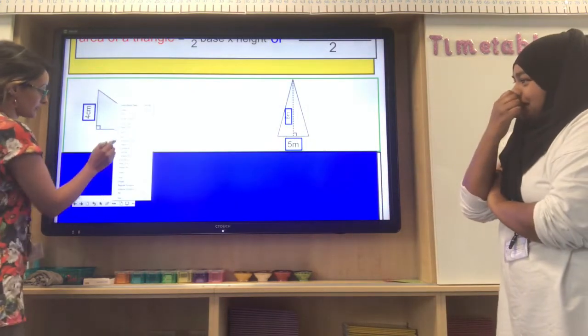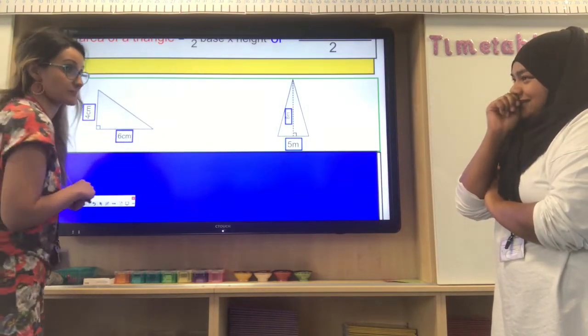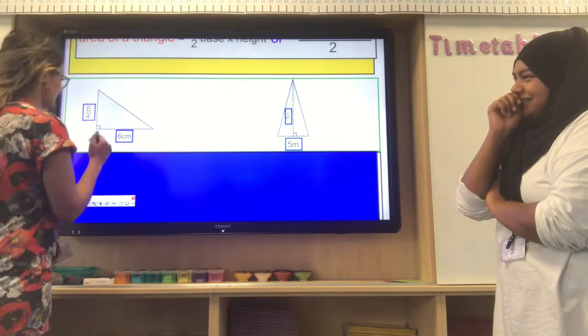You can also get an isosceles right angle as well. Did you know that? No, I didn't. You can. I found that out the other day.